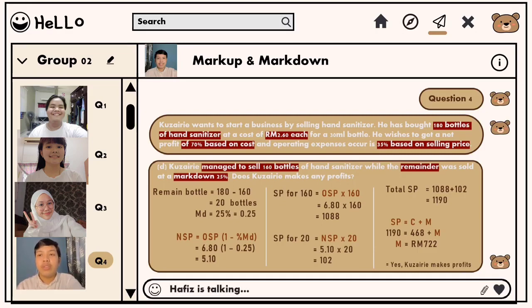In addition, you need to find the other 20 bottles after markdown, which is the selling price for 20 bottles equals 5.10. After that, multiply with 20 and the answer is 102. Last step, you just add 1088 with 102. The final answer is Ringgit Malaysia 1190.